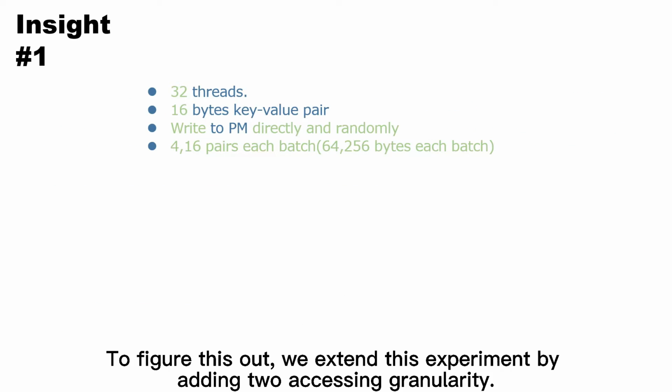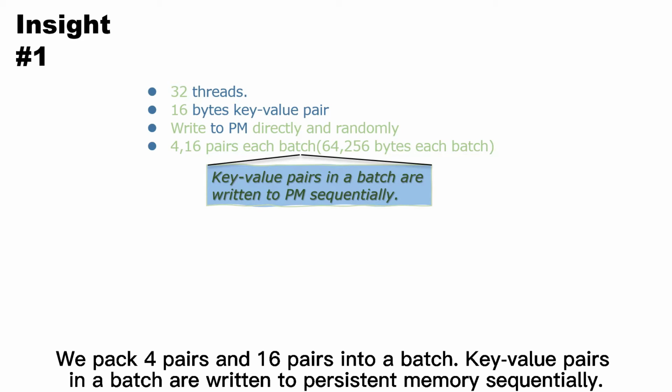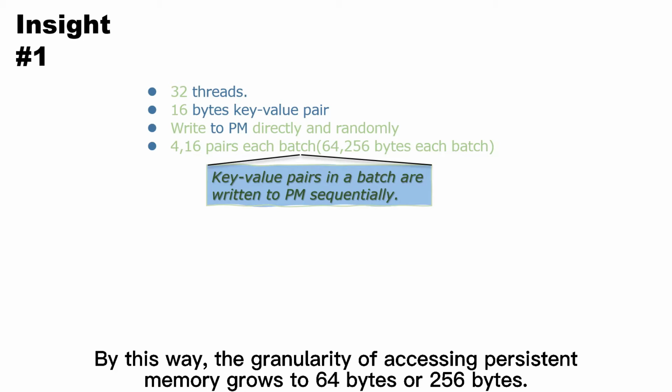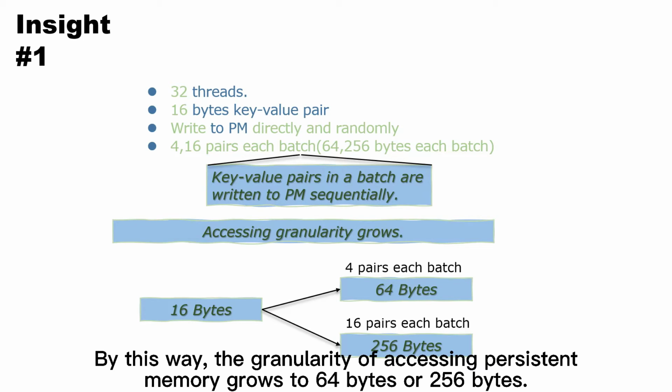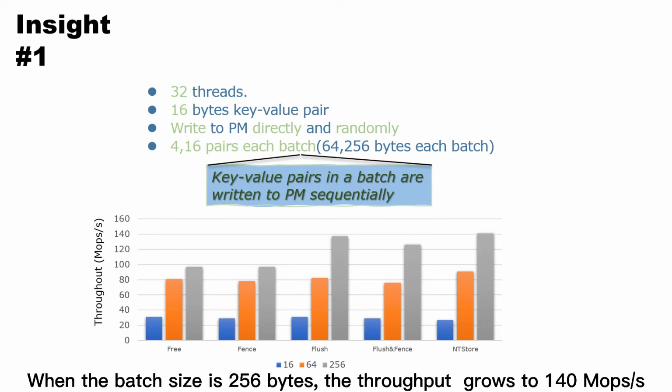To figure this out, we extend this experiment by adding 2 accessing granularities. We pack 4 pairs and 16 pairs into a batch. Key-value pairs in a batch are written to persistent memory sequentially. In this way, the granularity of accessing persistent memory grows to 64 bytes or 256 bytes. When the size is 64 bytes, the throughput grows to 18 million operations per second. When the size is 256 bytes, the throughput grows to 140 million operations per second.